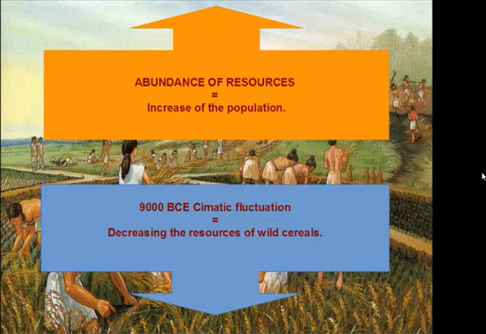So there was a decrease in the resources of wild cereal. Remember, we said the population of these settlements depended a lot on this wild cereal. So it actually had dire consequences. The population had increased exponentially, but now they had a large number of people to feed and less food. The food was decreasing in numbers.